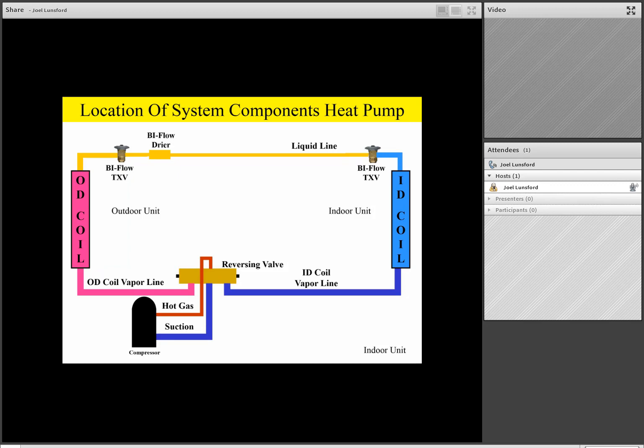So once we spray liquid refrigerant into the indoor coil in the cooling mode, we'll boil that refrigerant off just like we did before. That cool vapor will then come down an indoor coil vapor line. We'll loop it back through the reversing valve back to the compressor suction. So as we take a look at this, we see this is the basic heat pump refrigeration cycle, and we're showing it in the cooling mode of operation.